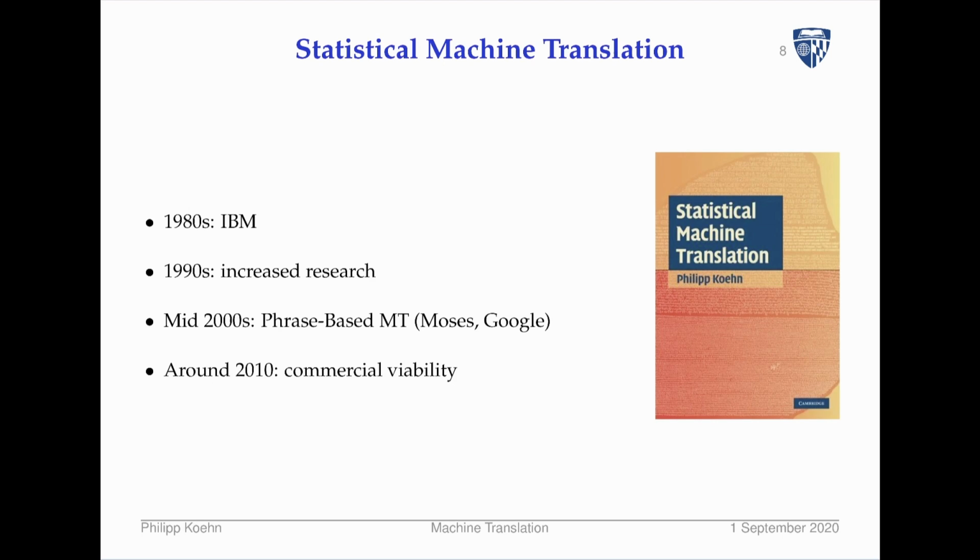That was also the time when Google started a statistical system for the online translator, the now constantly used Google Translate. There was also an open source system that I was leading the development for called Moses that was used widely in academia and also in the commercial world.